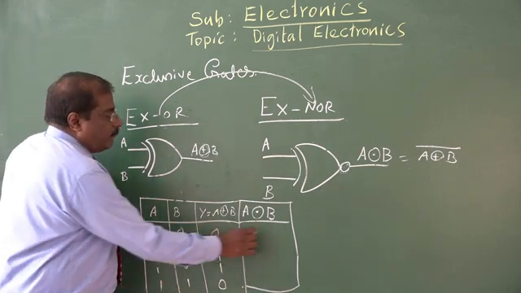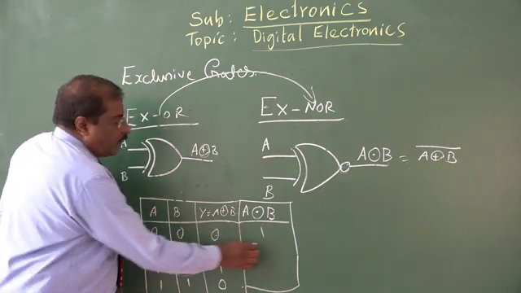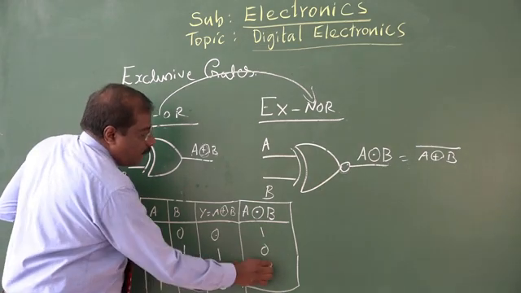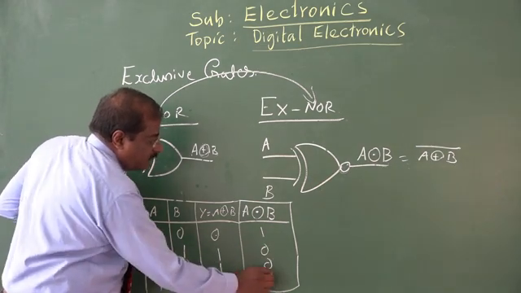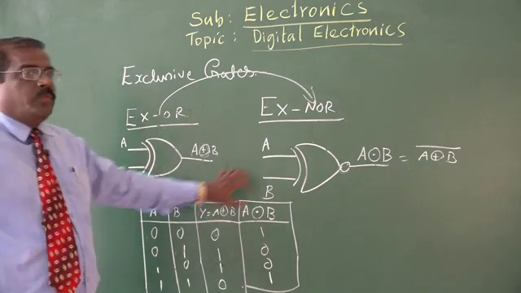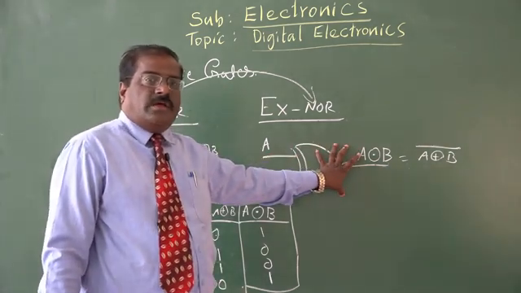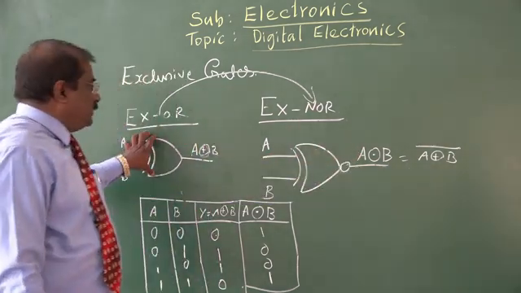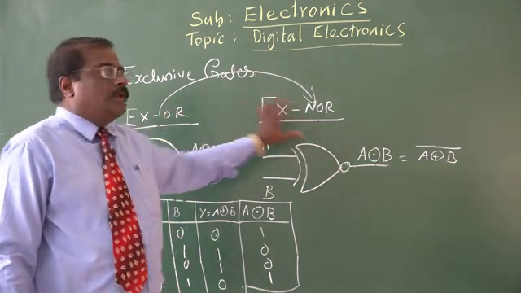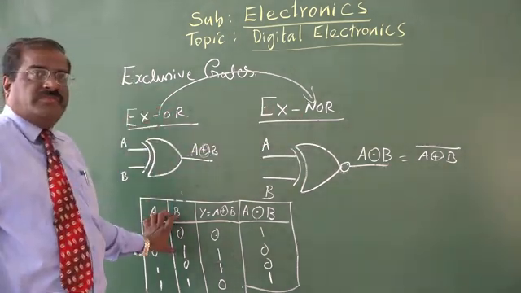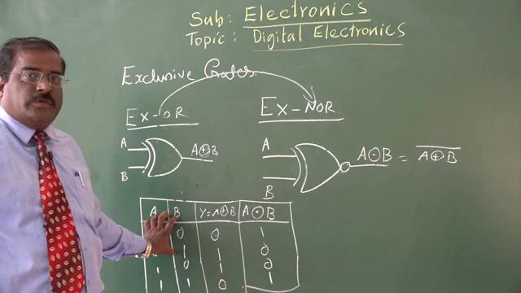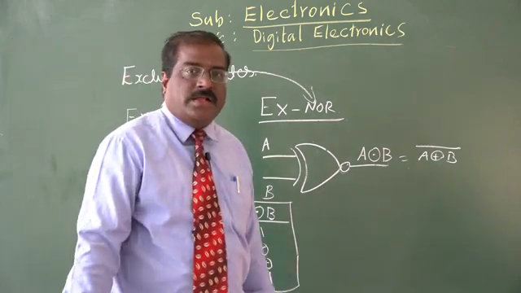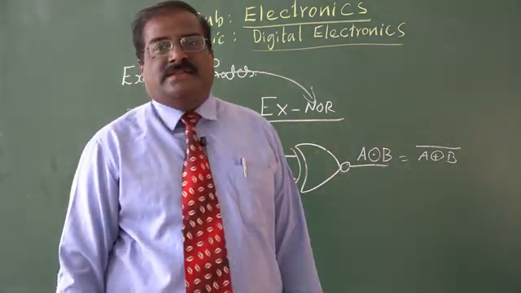So what is 0 complement? It is 1. What is 1 complement? It is 0. So this is what we declare as XNOR functions. XOR and XNOR. XOR is widely used for the binary adder circuits, mainly used for the binary adder circuits.